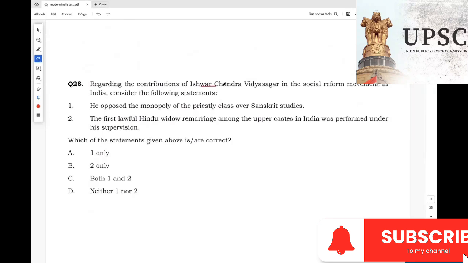Regarding the contribution of Ishwar Chandra Vidyasagar in the social reform movement in India, consider the following statements. He opposed the monopoly of the priestly class over Sanskrit study. Yes, absolutely. He was also the college principal of, I think, the Presidency College or the Hindu College that we were talking about. He was a principal, right? Hindu College we were talking about a few questions back.